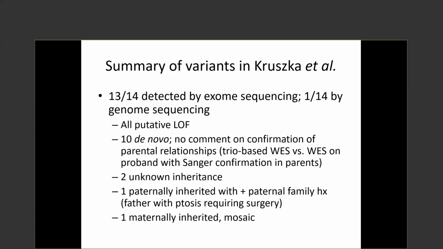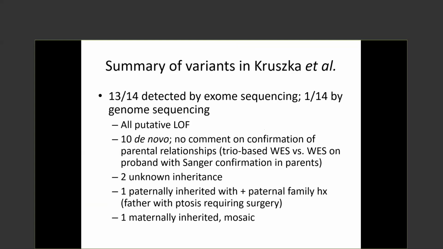So in the summary of the variants from that paper, 13 of the 14 were detected by exome sequencing, 1 was by genome sequencing. They were all putative loss of function variants. 10 of them were de novo. The paper made no comment on confirmation of parental relationships. 2 had unknown inheritance. 1 was paternally inherited, but that father did have a positive family history.